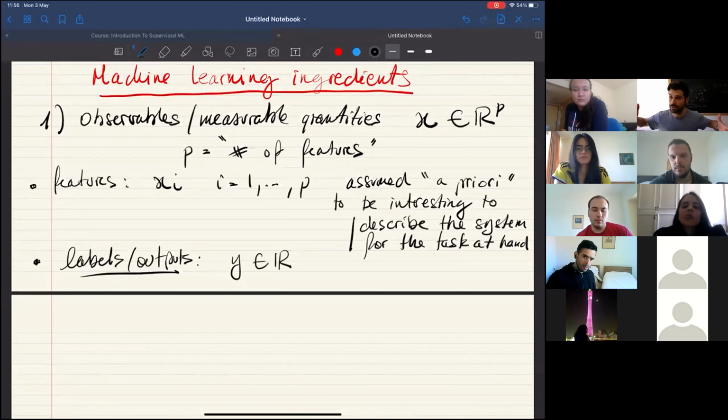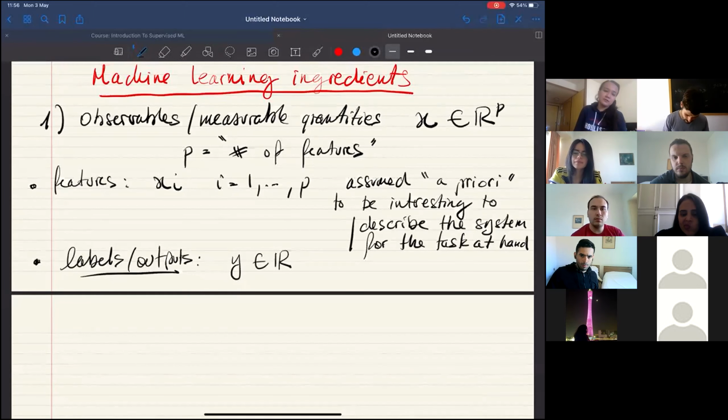But then later on new data, which are not labeled, the prediction task will be to automatically output the correct label, even if you don't have access to it. Okay. Is it clear? Okay.